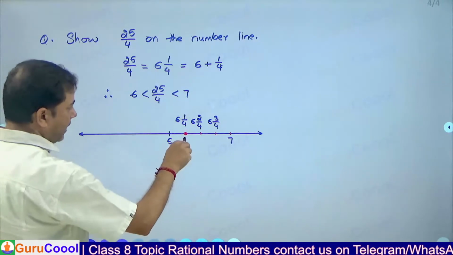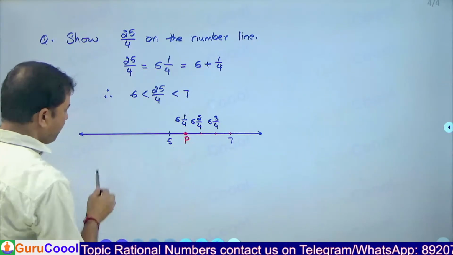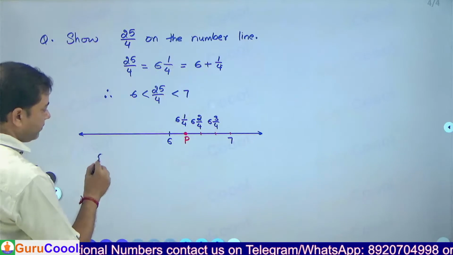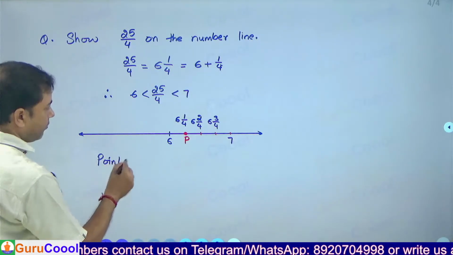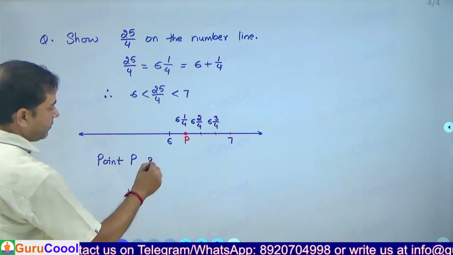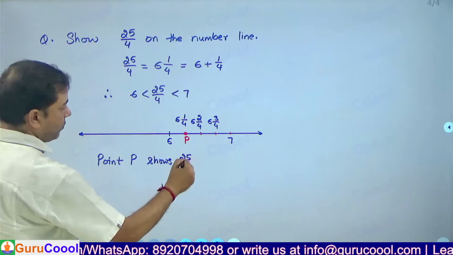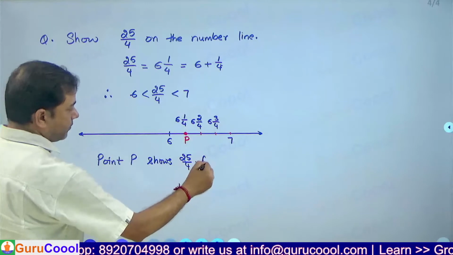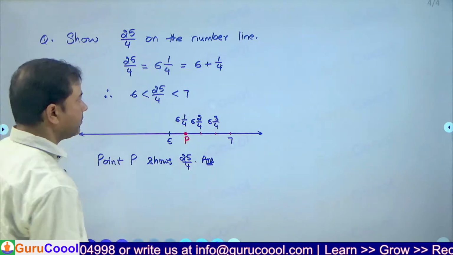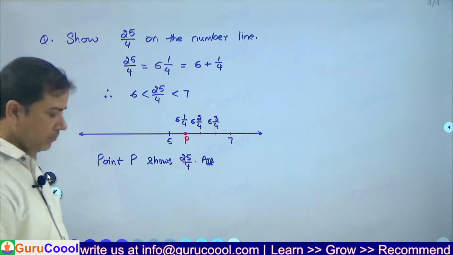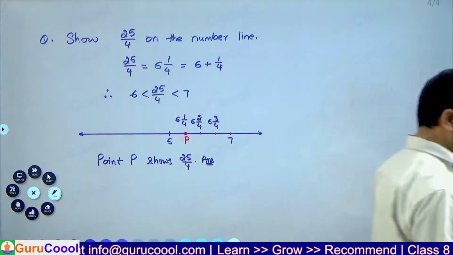Let us highlight this with the name P and mention here: point P shows 25 by 4. I hope you have no question.